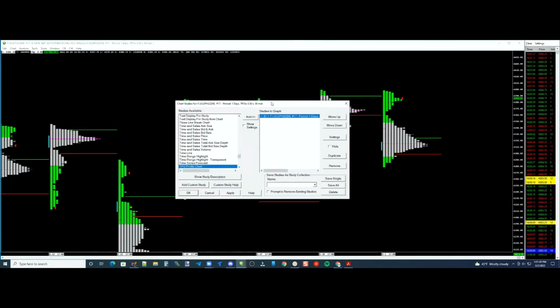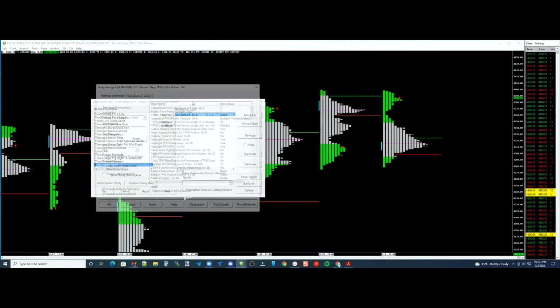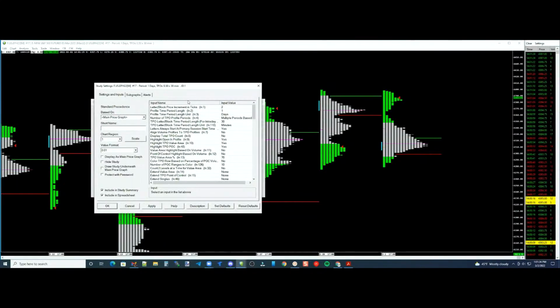So let's go ahead and set this up. The best thing about a market profile is you can put a volume profile to it, and volume profile makes it worth something. So, letter block, increment in ticks, 1. For the ES, it should all be 1. Time period, you don't touch that. Days, multiple profile, 30-minute. Let's apply as we go along. All right, so we just set that to single ticks.